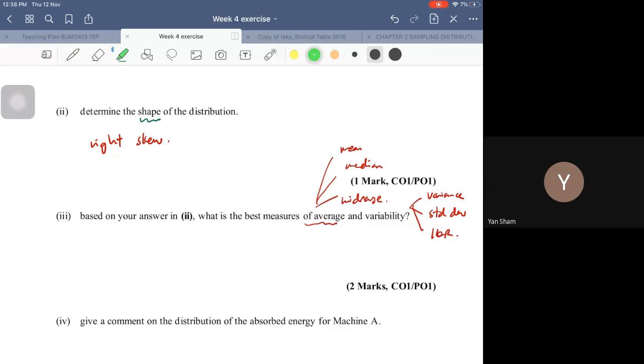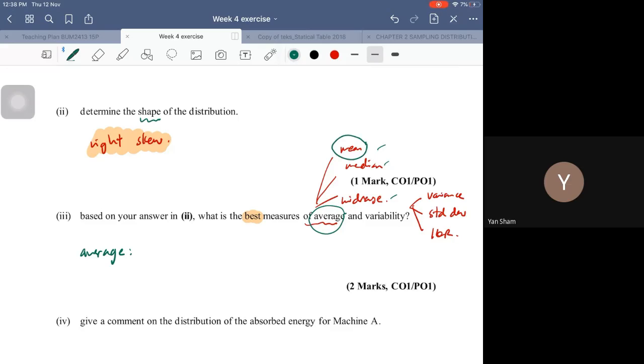So based on knowing that our data is right skew from sketching the plot, we are going to decide what the best measures of average and variability are. I actually explained this in the video before. If I have right skew data, which measure of average is going to be the best? Should I use mean, median, or mid-range? Which one fits the best?